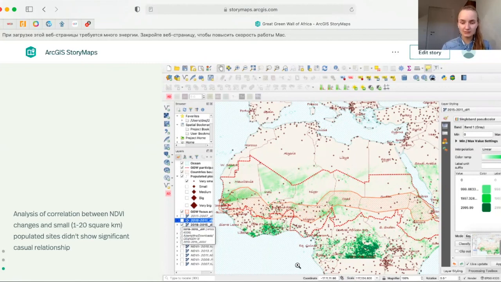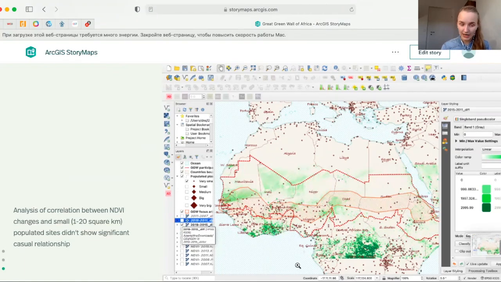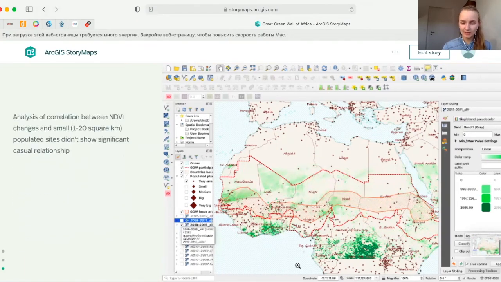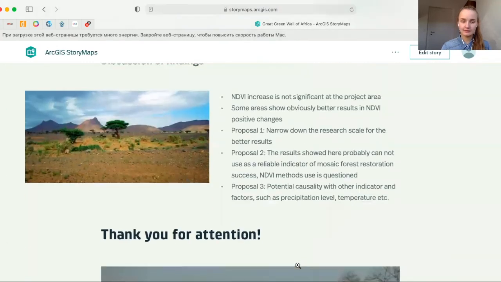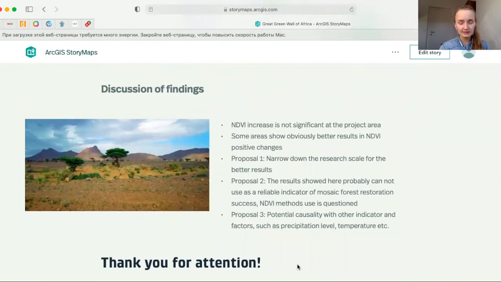So for me, that means that probably using this approach to find a correlation was not so successful. For the discussion of my findings, I made three proposals. The first is that we need to narrow down the research scale, because as I said, it's a mosaic project and we cannot simply use this technique to see changes over such large areas.